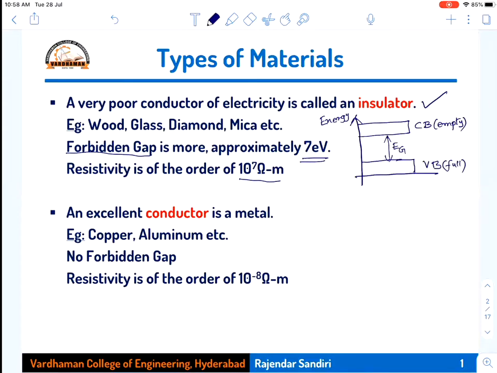So these are the two important parameters on which the materials are classified. Similarly, coming to the metal, an excellent conductor is a metal. What are those examples? Copper, aluminum, and all those things. In this case, there is no forbidden gap. The forbidden gap is zero, or both the conduction band and valency band are overlapped.